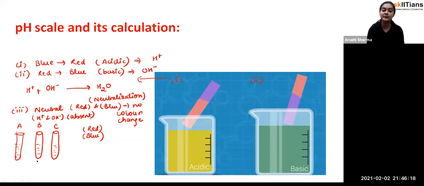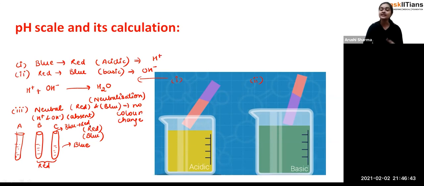If B and C both show the red color with the red litmus paper, in that condition you can use the blue litmus paper. If C changes the blue to red, we'll find out that C is acidic and B is the neutral one, because in B blue will remain blue. So that's how we can find out whether the solution is acidic in nature or basic in nature.